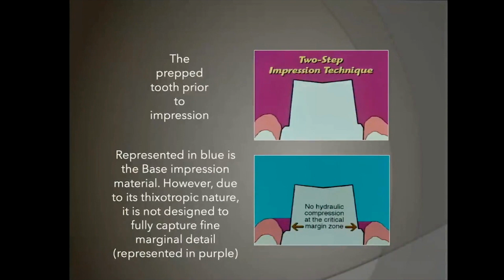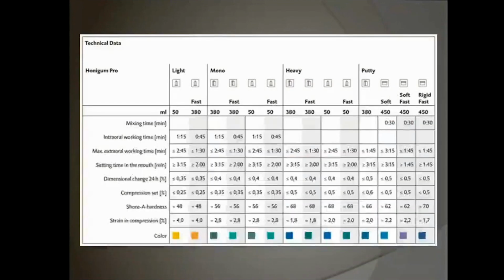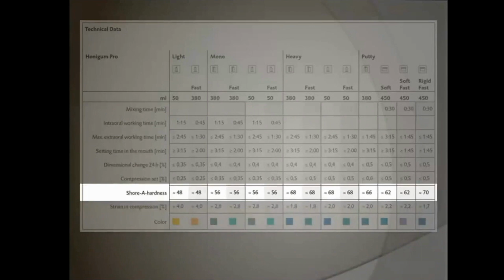And in order to get that nice, crisp margin, we use a light body after the heavy body. So first we take a heavy body impression after tooth preparation, and for the heavy body that we want, there's something called shore hardness. Shore hardness is important because that determines the hardness of the polyvinyl. The base material, or the heavy body, has to have a certain hardness to it.